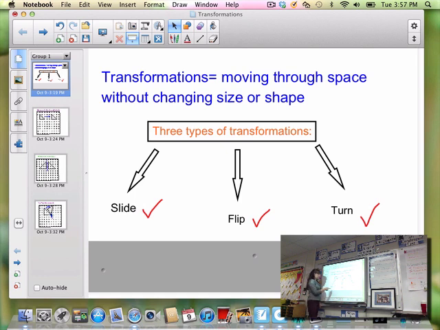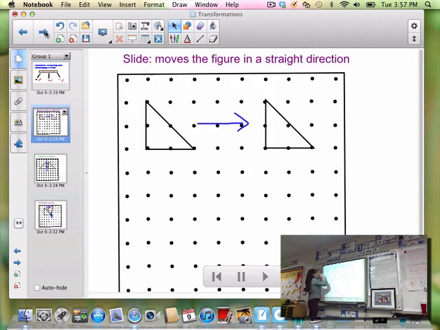The first one we're going to focus on is the slide. A slide moves a figure in a straight direction. What we're looking at right now on the geoboard is a right triangle that has been slid to the right. And we can see this being illustrated if you could picture that right triangle being moved from left to right in a straight line. That is an example of a slide.